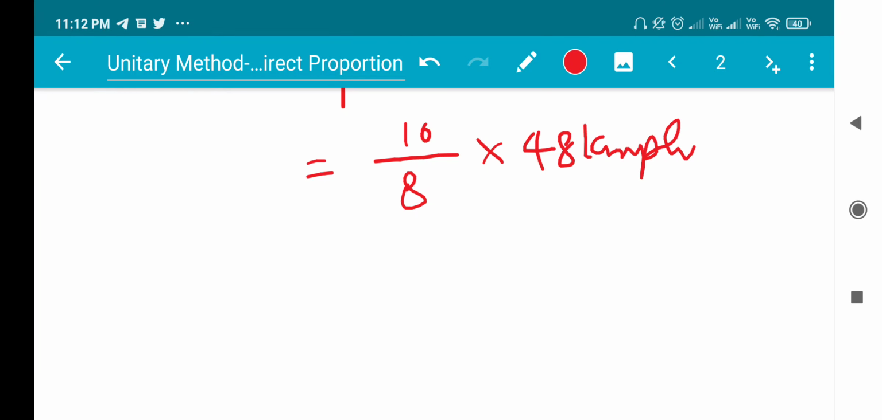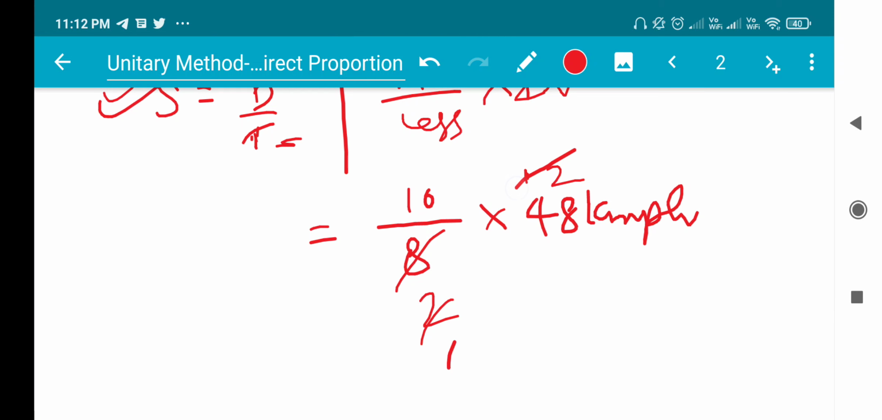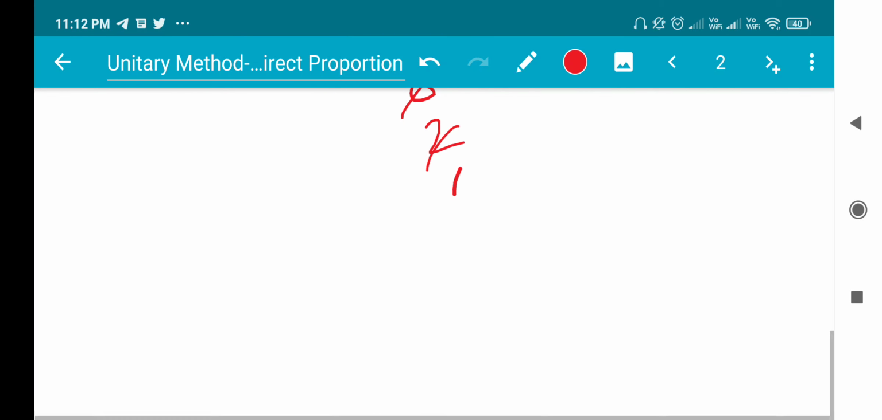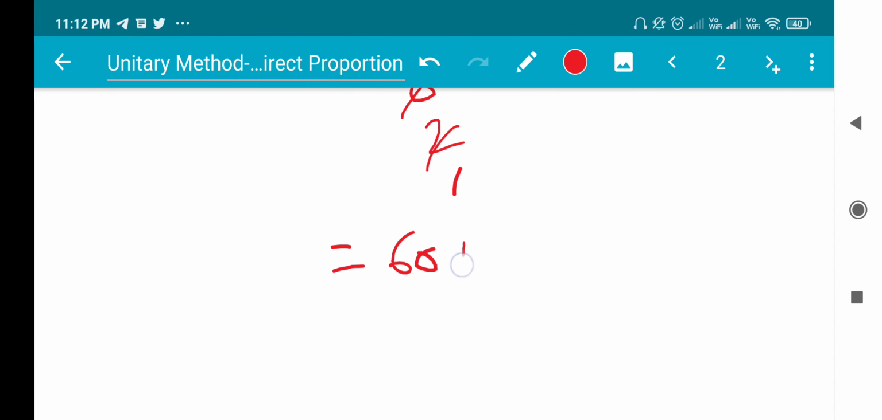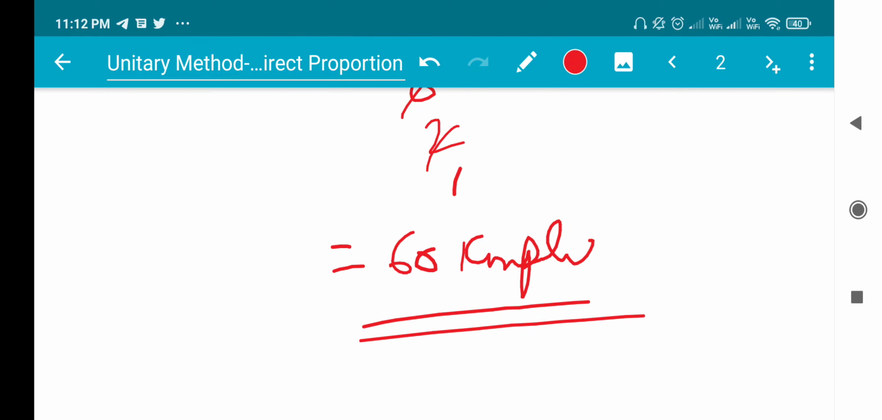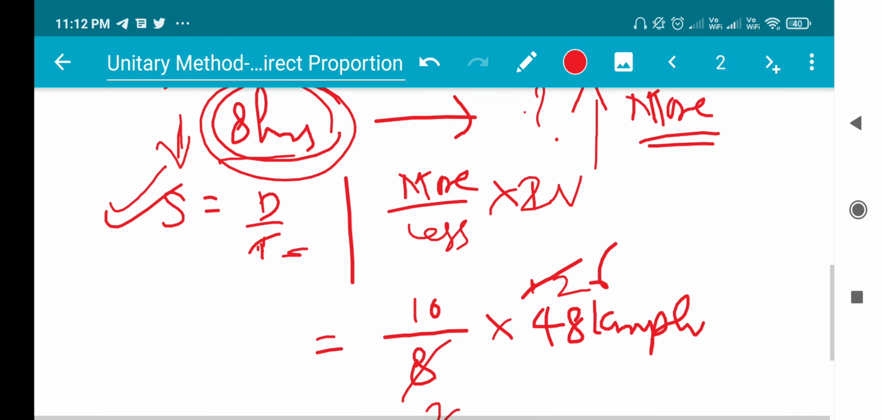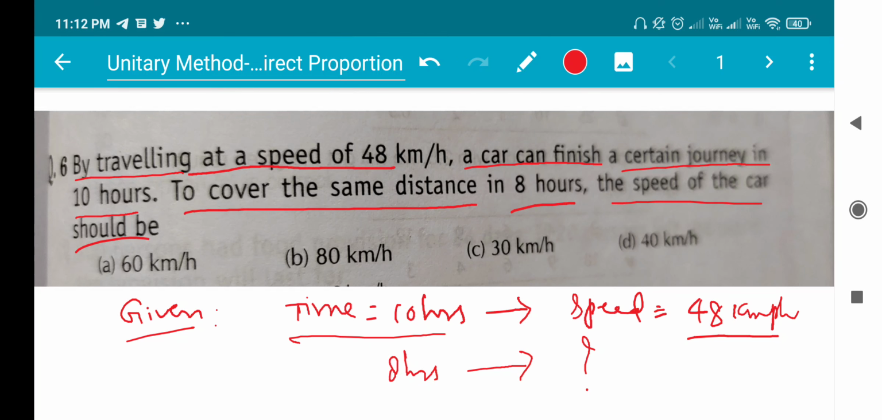So see here, 4 2s are 8, 4 1s are 4, so 12, 2 1s are 2, 6 10s are 60. 60 kilometers per hour. This is our answer. So to cover the same distance in 8 hours, the speed of the car should be 60 km per hour. The correct option is 60 km per hour. This is the answer.